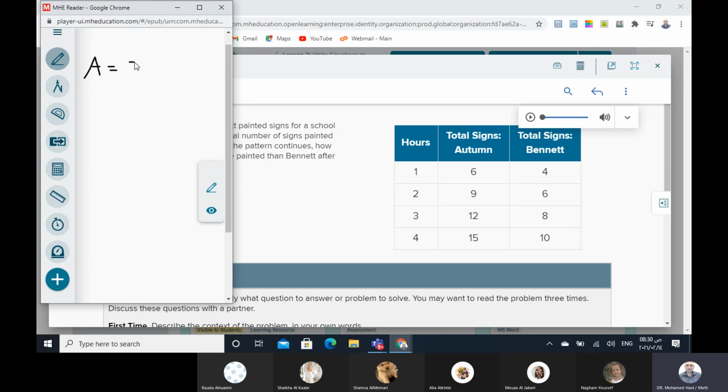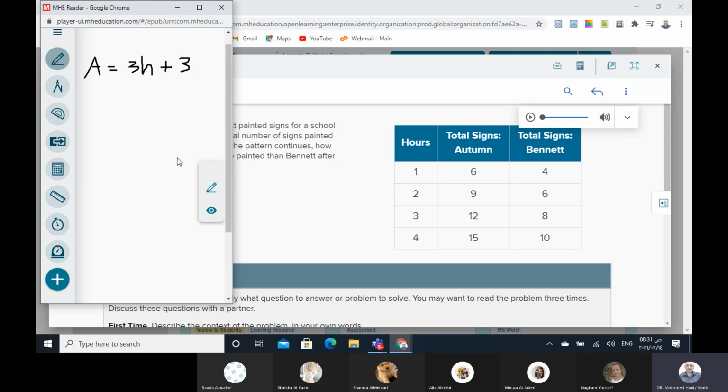Listen to me, I can write 3h. Mister, I have an idea. Listen here. If the hours are 1, 3 times 1 is 3. 3 plus 3 will be what? Will be 6. If the hours are 2, 3 times 2 is 6. 6 plus 3 will be 9.